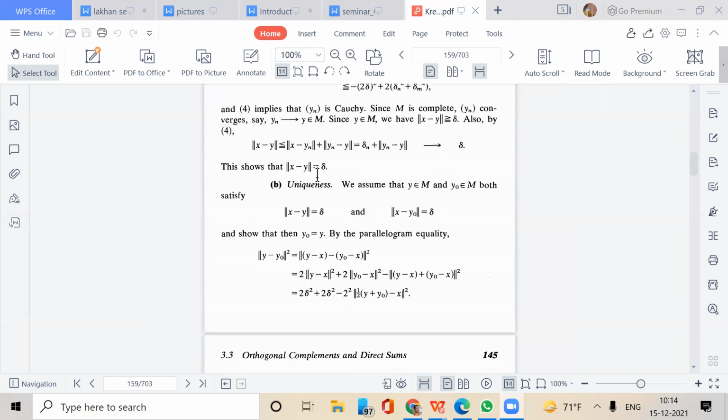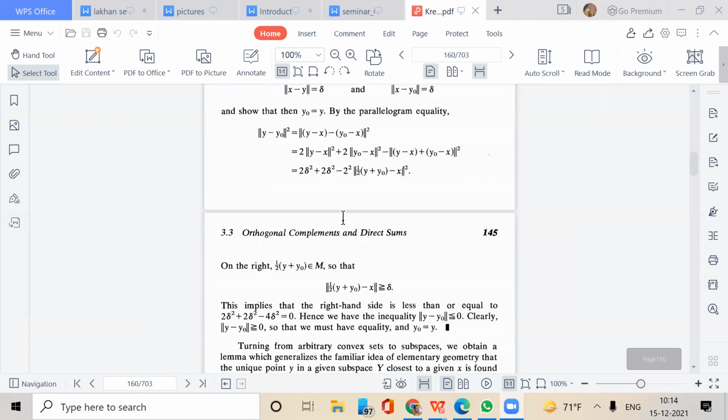On the right hand side, 1 by 2 into y plus y naught belongs to capital M. So that norm of 1 by 2 into y plus y naught minus x is greater than or equal to delta. This implies that the right hand side is less than or equal to 2 into delta square plus 2 into delta square minus 4 into delta square, which is equal to 0. We put delta on the right hand side.